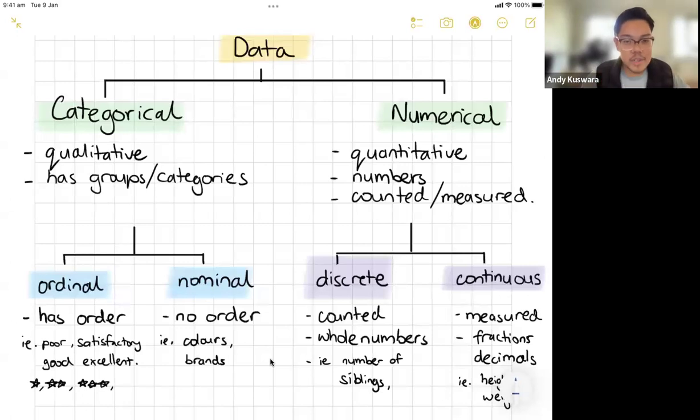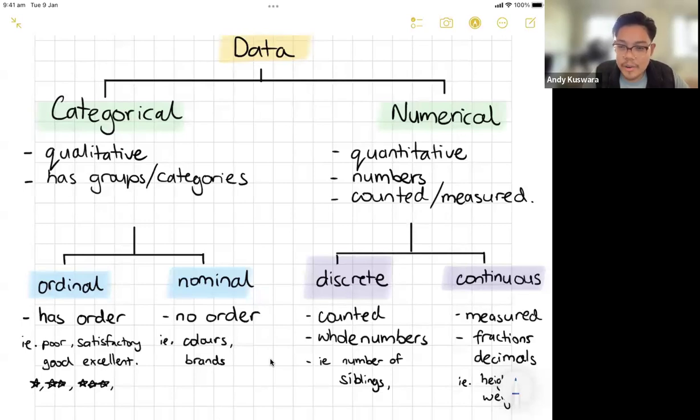Whenever you collect data, there's always going to be two types of data that you can collect. As you can see on the left, the two main categories are categorical and numerical. Categorical just means it's qualitative. It's kind of like if they answer in full sentences, about asking about the quality of something. But usually the easiest way to find out if something is categorical is if you can split the data into groups and categories.